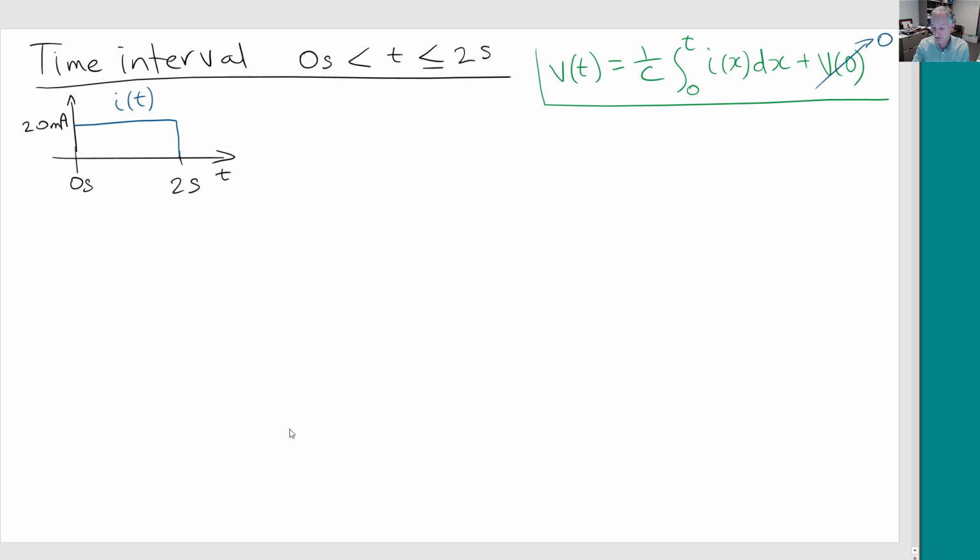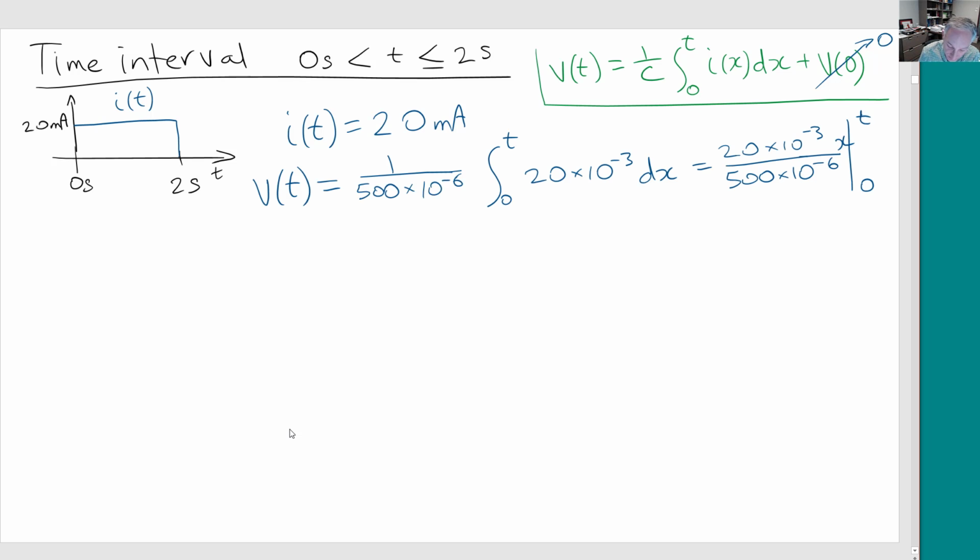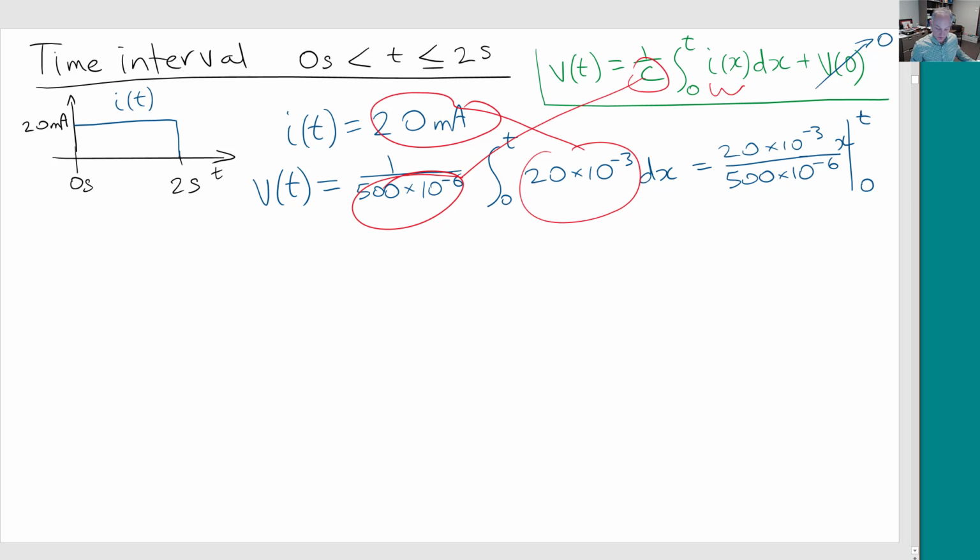Let's see what our next step is going to be. We were given that the initial voltage is 0, so that term is going to get zeroed. Then what is i(t)? How do we represent that current as a mathematical function? It just represents 20 milliamps, so that's 20 times 10 to the minus 3. Then if we implement our equation, we have 1 over C coming down here. This is our current, which represents this. And then we calculate the integral.